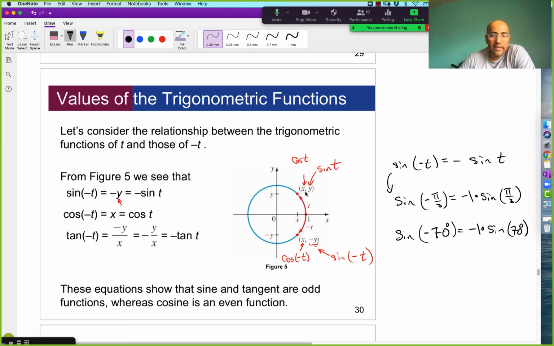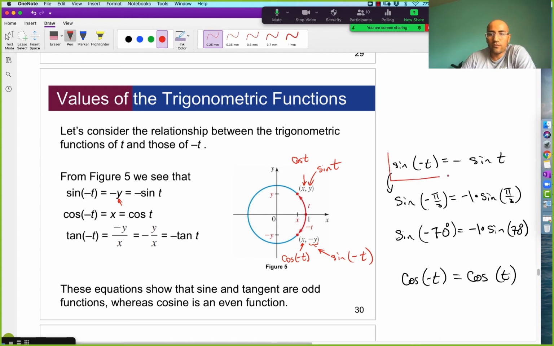And even more useful is this one. We're indicating that cosine of t equals x, but cosine of negative t also equals x. The x-coordinate stays the same. So we match those two together and say that cosine of negative t equals cosine of positive t. Good. Another useful shortcut, right?